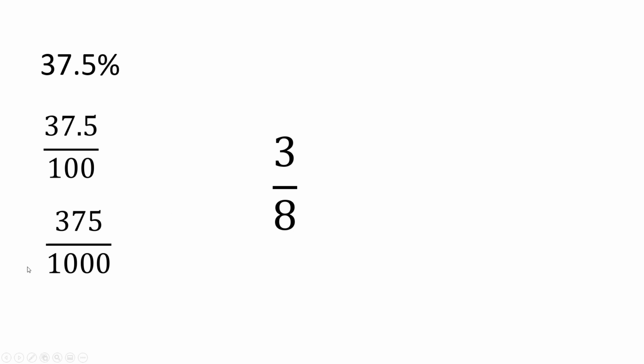So that gives us, in lowest terms, right? This is the common fraction. Okay, 375 over 1,000. But that would never be our answer. We always want to reduce to lowest terms. So 375 over 1,000 reduced is 3/8.